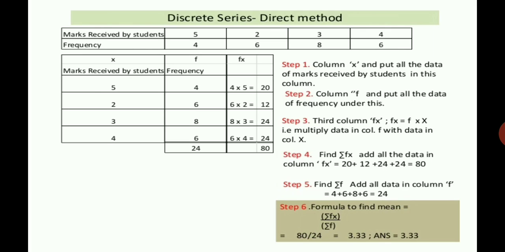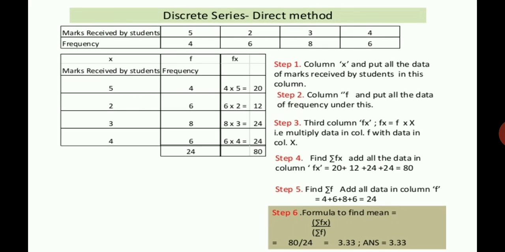X and F are multiplied and the result is Fx, and the Fx are added together and divided by the total value of the frequency. The formula used is summation Fx upon summation F. X bar is equal to 80, that is the total of Fx, divided by 24, that is the total value of the frequency, and the result is x bar is equal to 3.33. It is the direct method.